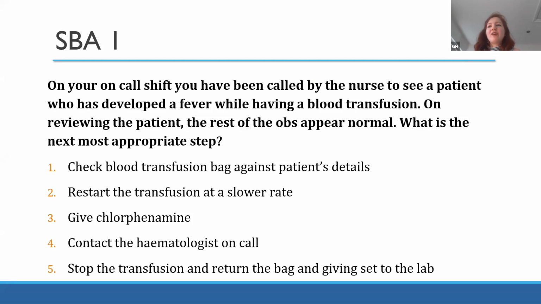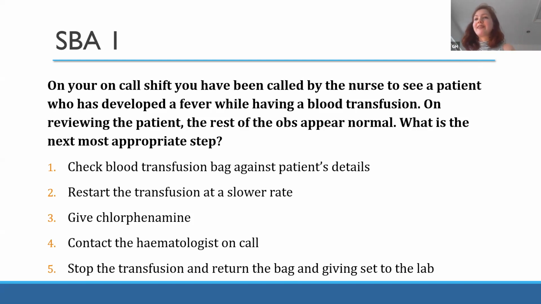Okay, so the reason why you want to check the blood transfusion bag, and bear in mind that I've borrowed these from people who have remembered past paper questions, so it's not worded perfectly. I've specifically tried to word it so that it's the next most appropriate step. What you want to do when you're reviewing a patient is you want to check the blood transfusion bag against the patient's details, even if the patient looks well. And so on my system, I can check their obs before I even go see them.